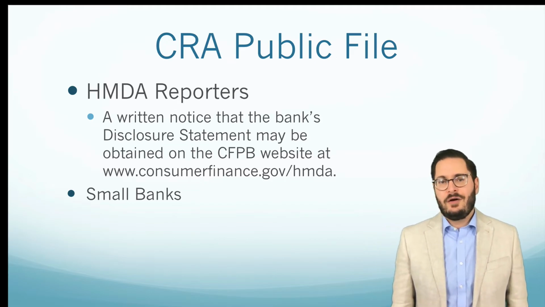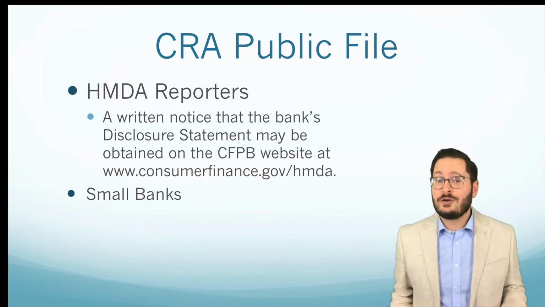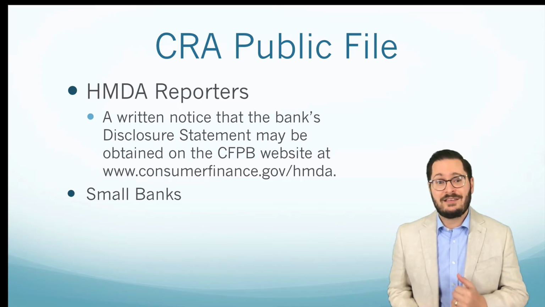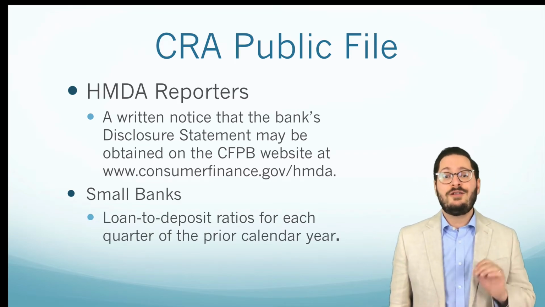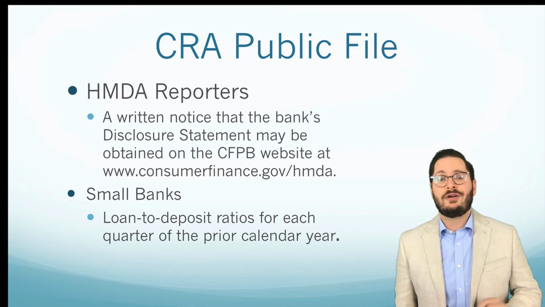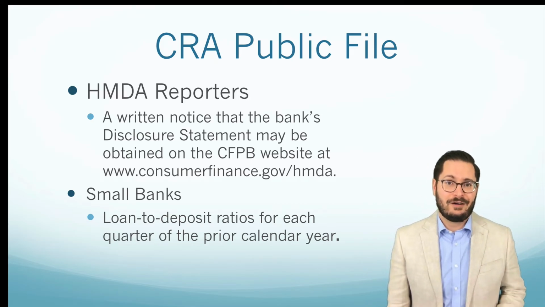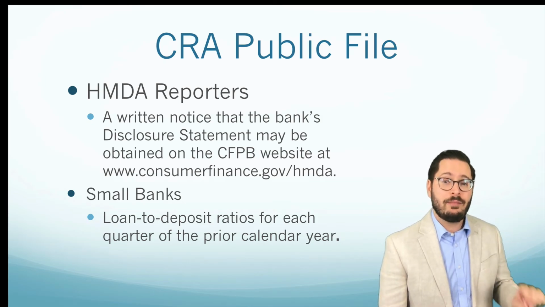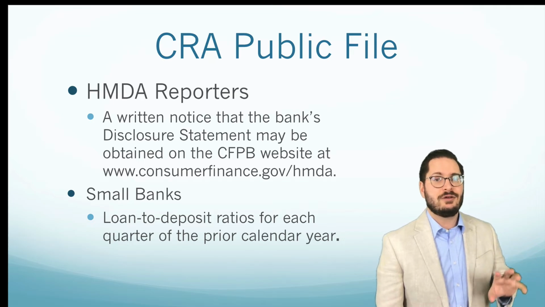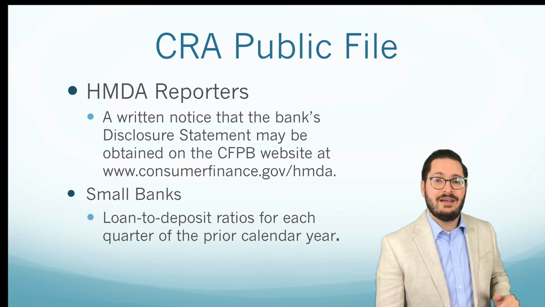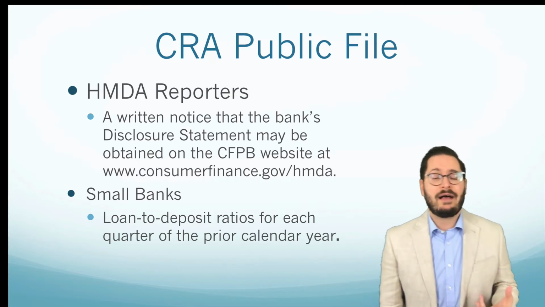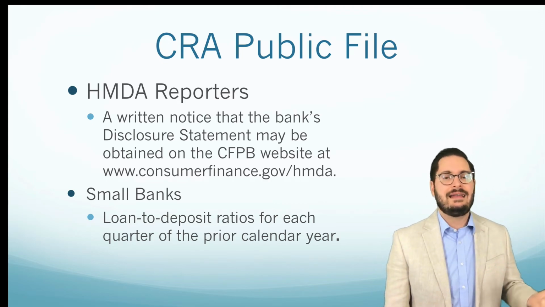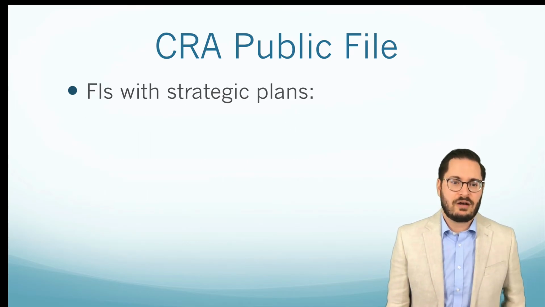Small banks. You are a small bank if you are not a large bank. So this applies to both small banks and intermediate small banks. What you have to include are your loan to deposit ratios for each quarter of the prior calendar year. Now, those loan deposit ratios are supposed to be calculated in accordance to your call report calculations, so you need to make sure that you follow those. I've seen some exam citations where loan to deposit ratios were calculated wrong because they were calculated on an internal calculation and not according to the call report instructions.